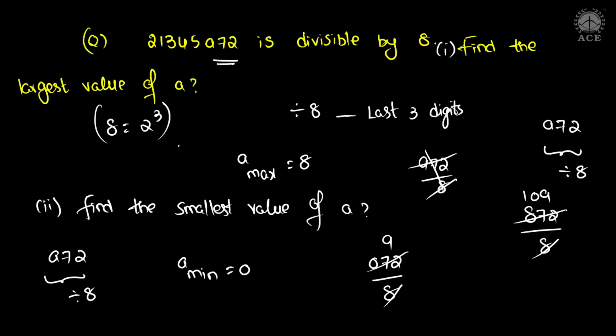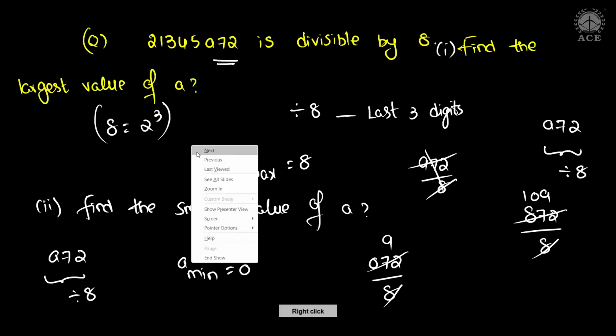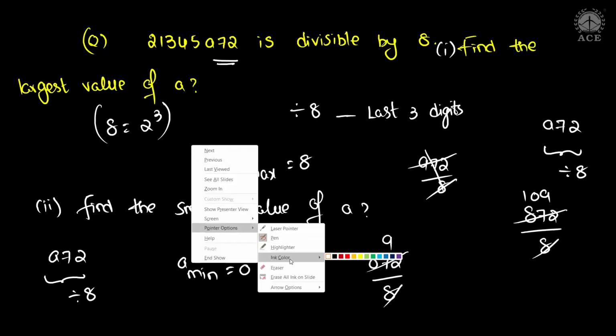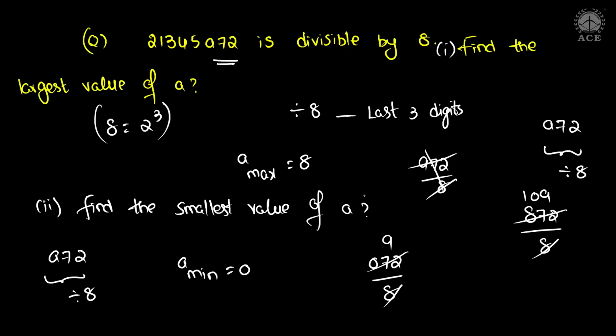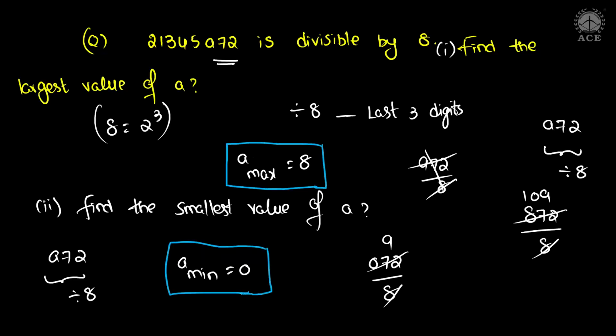So guys, same question. What is the maximum value of A so that it should be divisible by 8? That is nothing but 8, whereas the minimum value is 0. A max is nothing but 8, A minimum is nothing but 0. What is the maximum value? What is the minimum value? Satisfying A, there is nothing but 8 and 0, my dear friends. Got it?